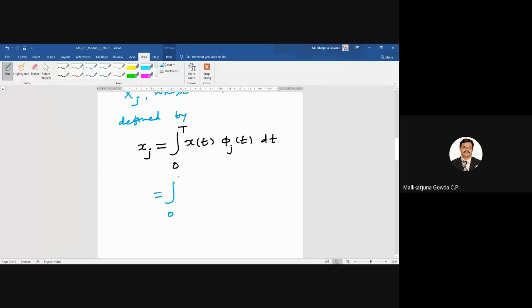Integral 0 to t. Any one of you can say what is the value of x of t? Si of t plus w of t. I am repeating so many times. Si of t plus w of t, so the entire thing is multiplied by phi j of t into dt, I can write. Is it fine?